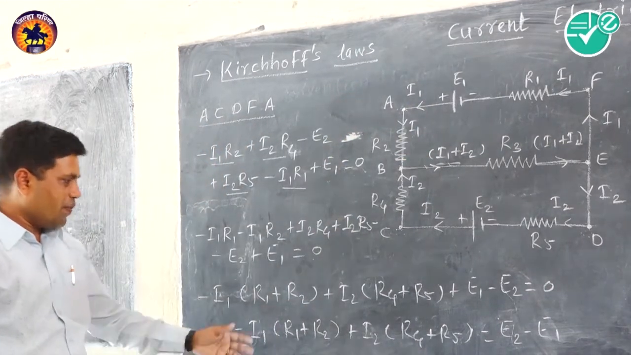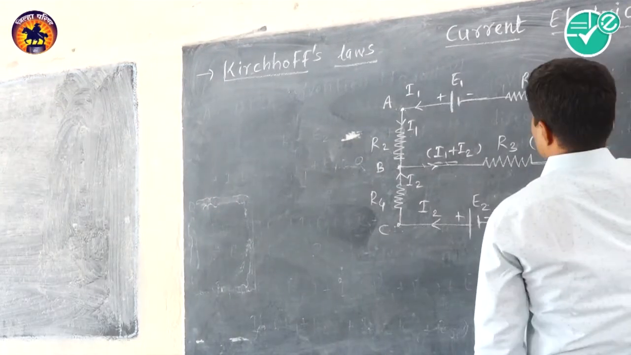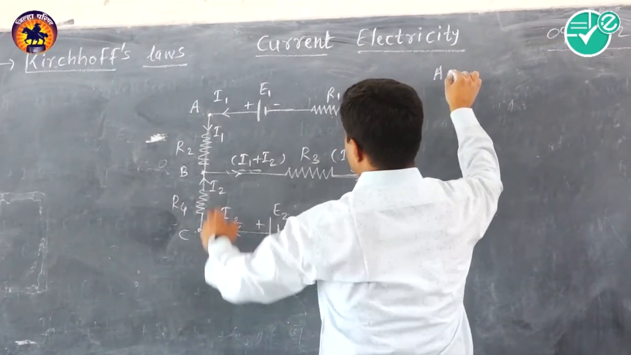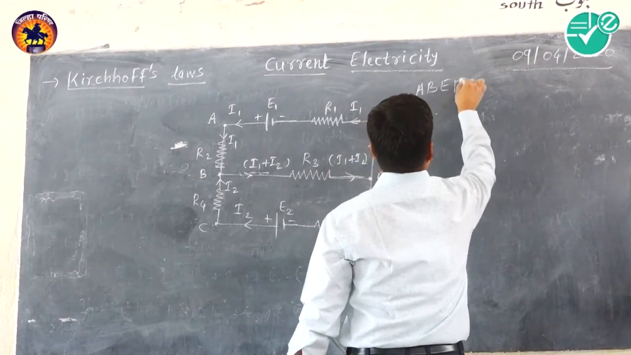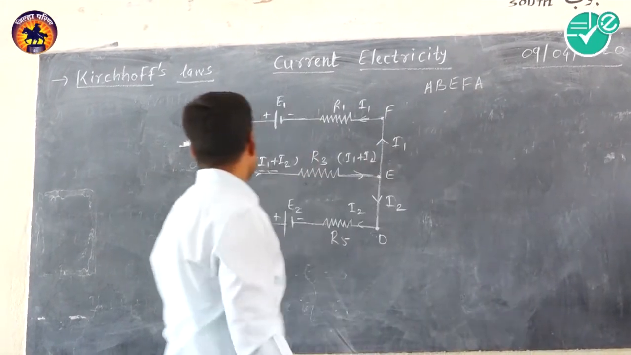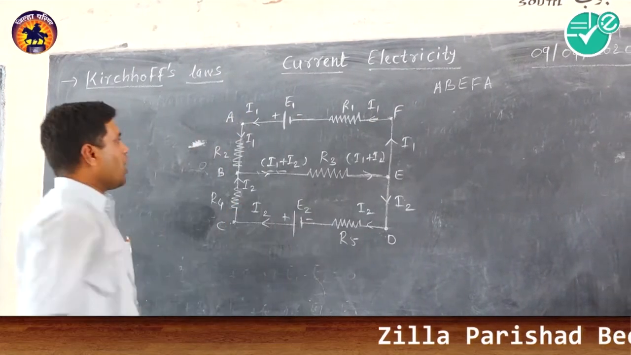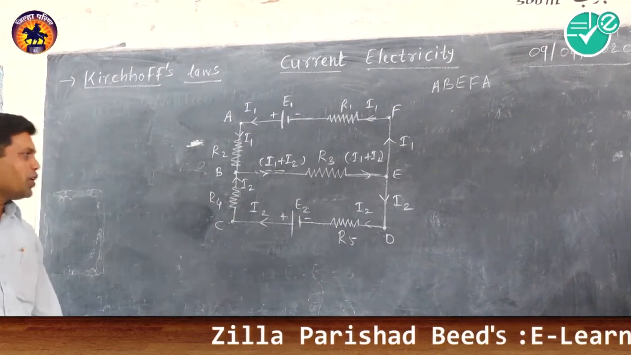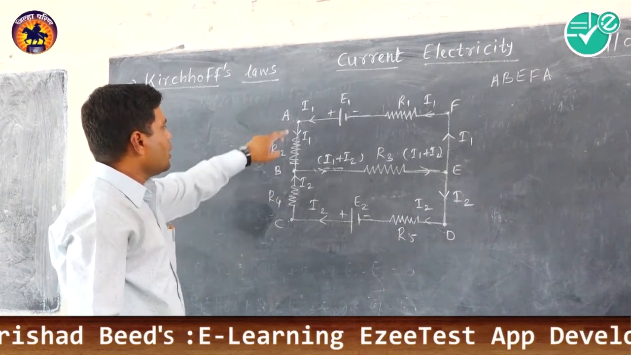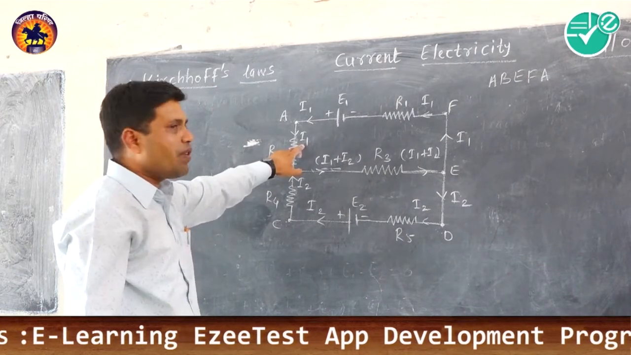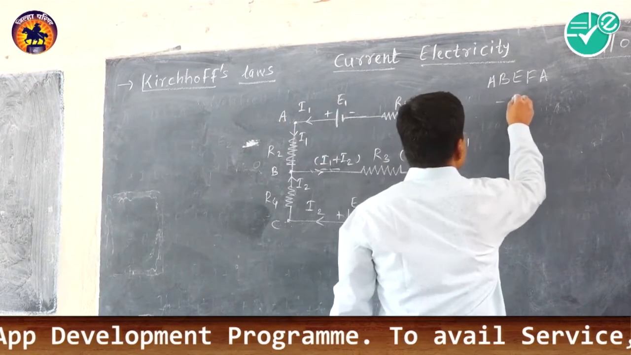Okay, so we will apply it for another loop, loop A, B, E, F, A. Means we have taken this loop: A to B, B to E, E to F, and F to A. We have to apply Kirchhoff's voltage law to this loop. In the same manner, as you are moving A to B, current is also moving in the same direction. Therefore, this potential drop will be written as minus I1.